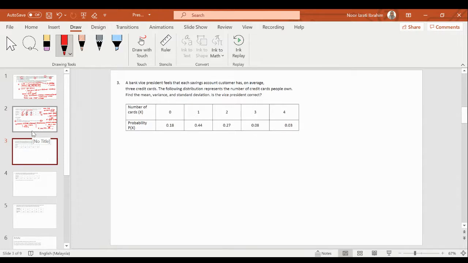Question number 3, again to find mean, variance and standard deviation, and you are given the probability distribution table. So to find E of x, it will be summation of x multiplied with probability. So you have to multiply 0 with 0.18 plus 1 times 0.44, until the last one, plus 4 multiplied with 0.03. You should get here 1.34.